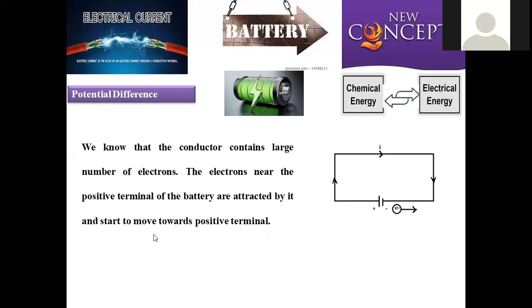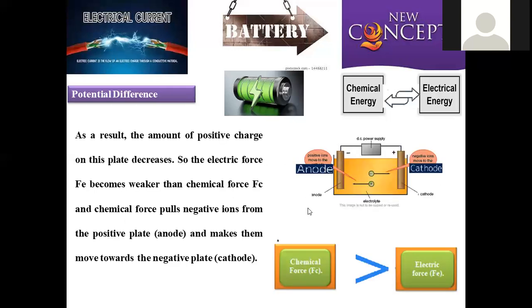The electrons near the positive terminal of the battery are attracted and start to move towards the positive terminal. When this conductor is connected to the positive terminal, what happens? The conductor has high electron density and the positive terminal has low electron density, so the attraction will be stronger, and movement of electrons is possible spontaneously in this manner. Electrons move from high density to low density in this direction.